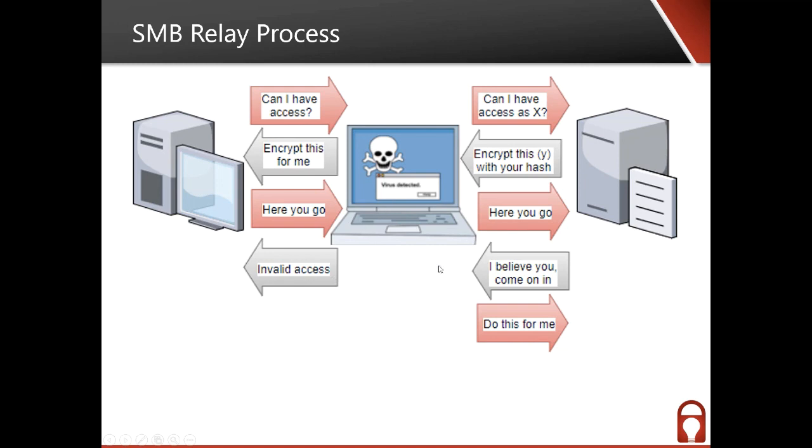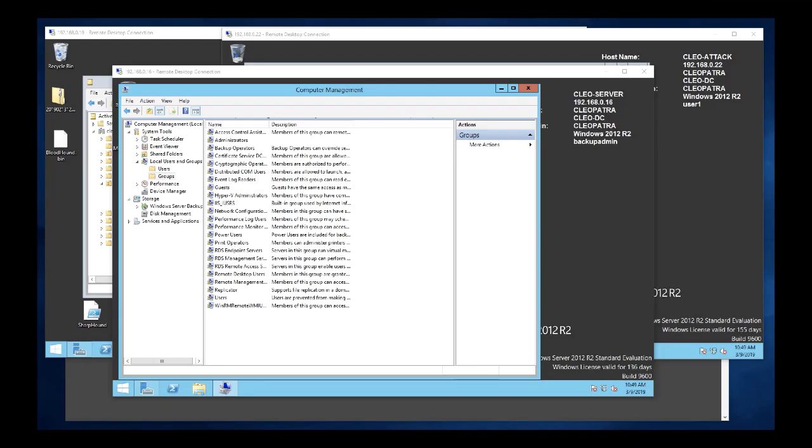But what it really did is it ran some sort of predetermined command by the attacker against that member server. So let's see the SMB relay in action. There are multiple components to this, and I'll explain each one as we go through it. But the first is our target device, which happens to be Clio Server, right?